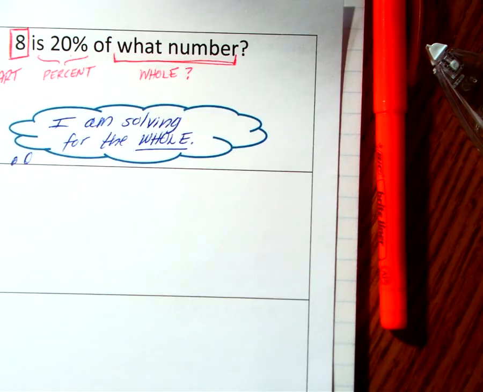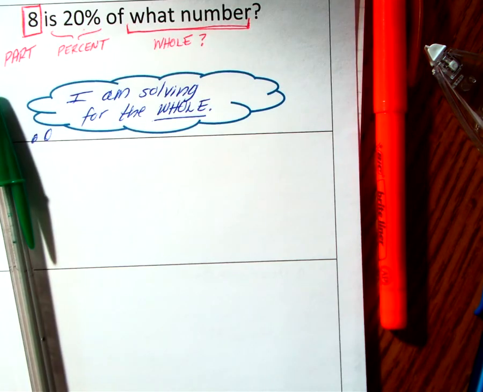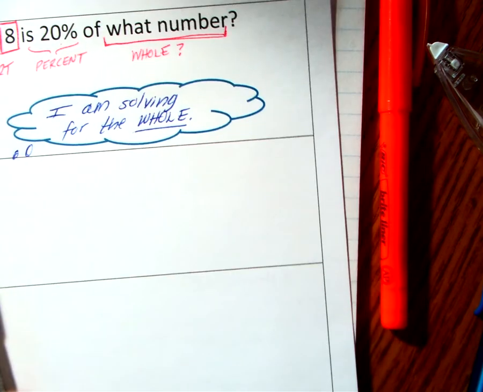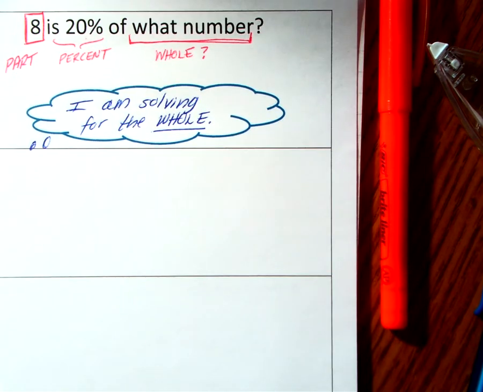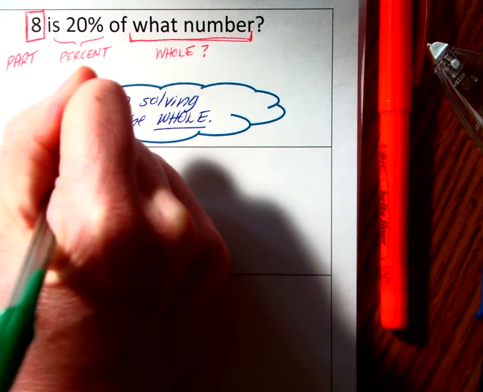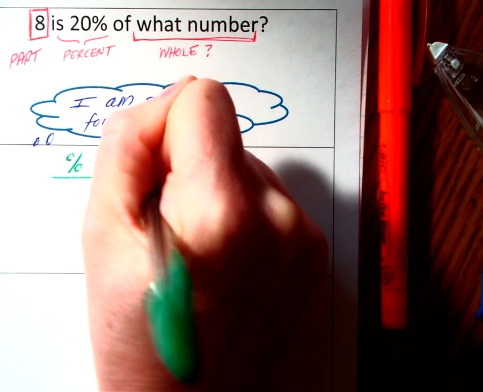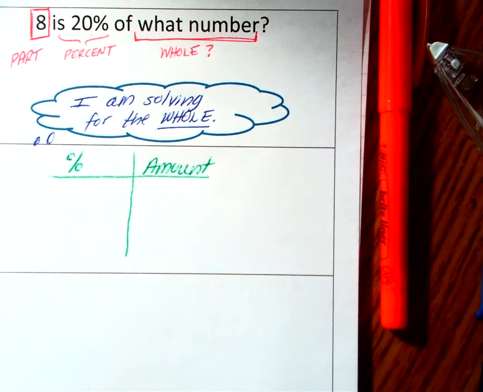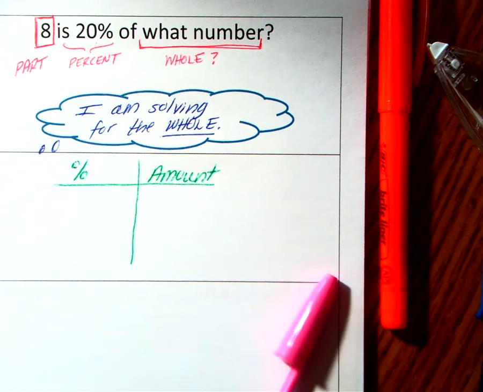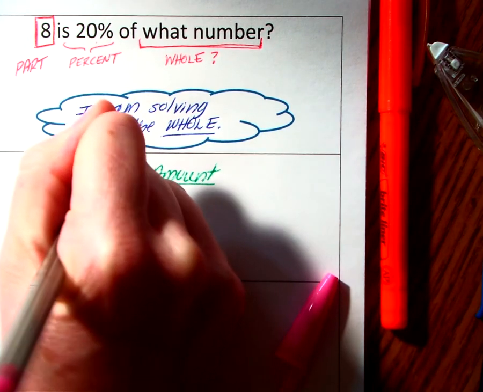Alright, let's do it with benchmark percents. Yesterday I used green and pink, so I'm going to be consistent for you. So they give us some information already. And remember, when you do benchmark percents, you can make a list. It's very convenient. You do percent on one side, an amount on the other side. And they gave us some information which was super convenient. They said 8 is 20%.